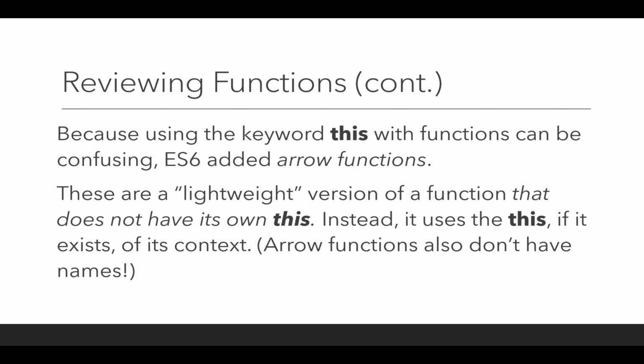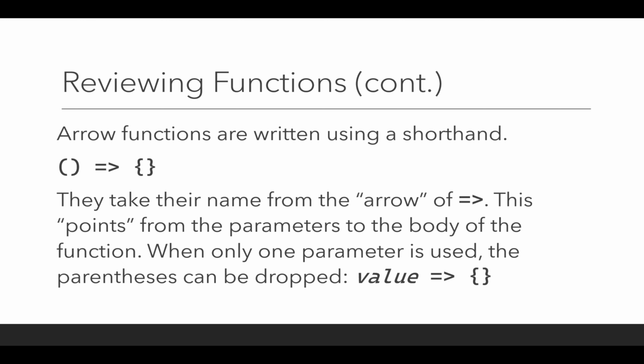They are particularly useful for doing really quick tasks where a function or an anonymous function would be useful, but this now lightweight version can be used instead. Arrow functions are written using a shorthand. The parameters, that is its input, in open and close parentheses, and then the arrow, that is the equal sign and then the greater than sign, combined, the arrow. So arrow functions take their name from the equal sign and then greater than symbol. They point from the parameters to the body of the function.